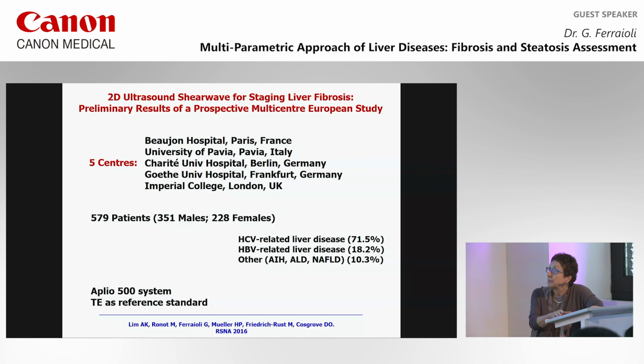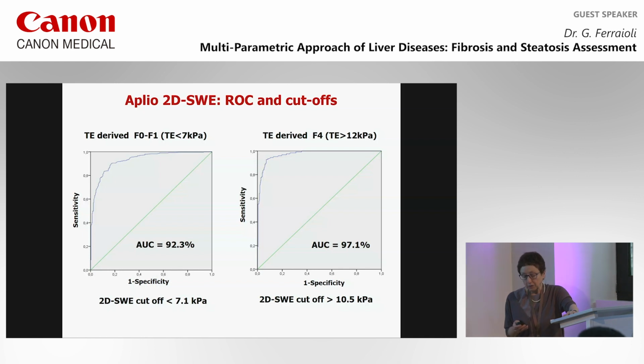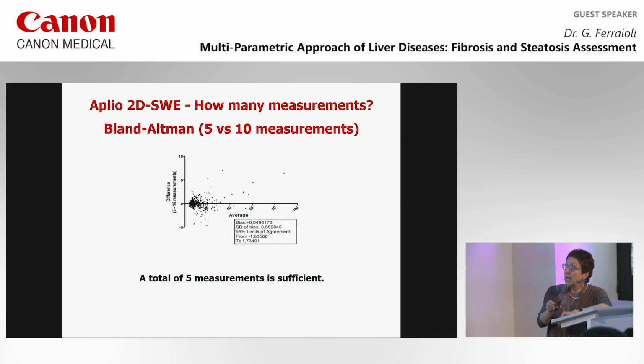The accuracy study has been tested also in a multi-center study. I hope that the study is published soon. And again, we used the Aplio system and transient elastography as in the pilot study. The majority of patients had chronic hepatitis C, two-thirds of patients. It was confirmed a high accuracy of the technique in staging liver fibrosis. And how many measurements do we need to obtain a reliable and accurate value?